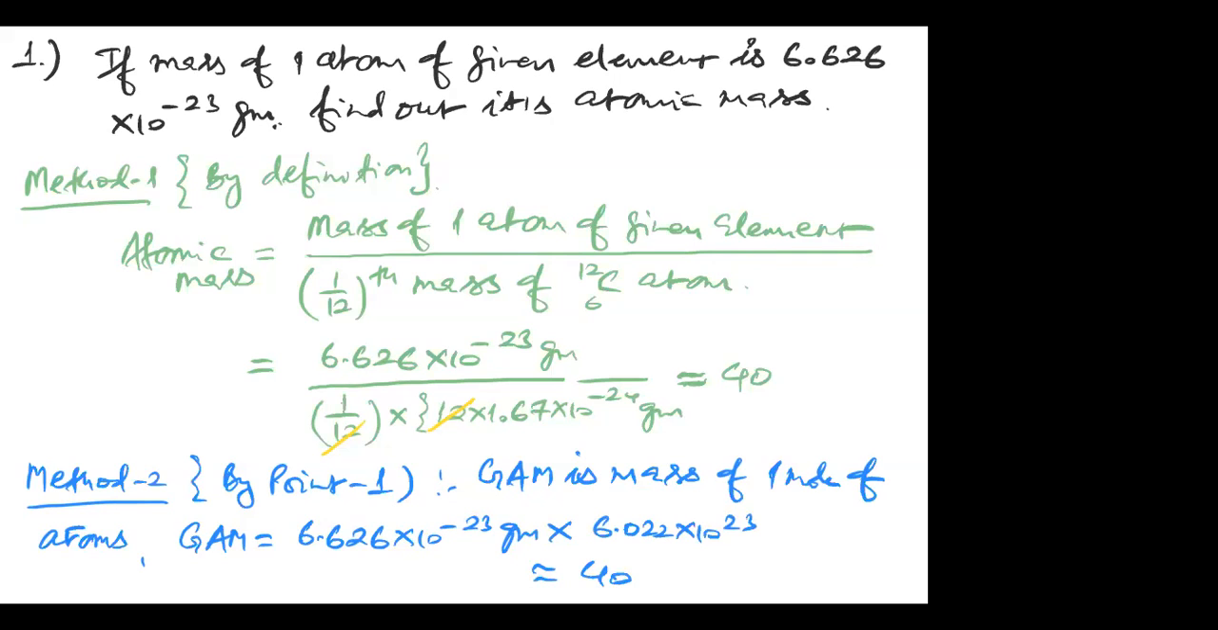So either you follow method 1 or method 2. This is the question related to if mass of 1 atom of given element is given, and you have to find out the mass of 1 mole of atoms, which is same as atomic mass. I hope both methods are clear to you. One is by definition of atomic mass, and another is the point you have noted down related to the 5 points for calculations of mass, according to the first point only.